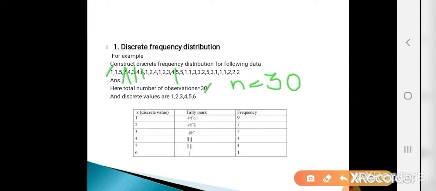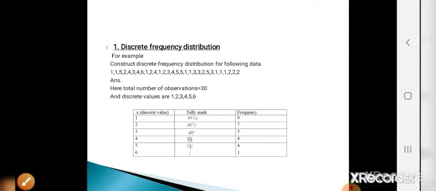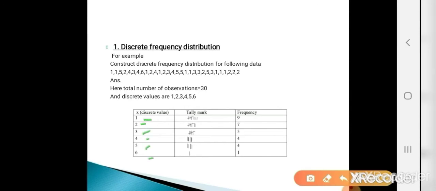Then how to make the discrete frequency distribution? Make the columns: x, then second tally marks, and third frequency. X is nothing but the discrete values. The discrete values are 1, 2, 3, 4, 5 and last is 6.